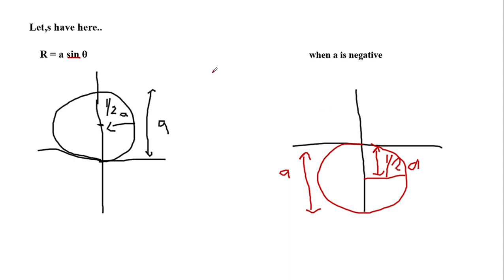So if our A in A sine theta is positive, our circle is on the x-axis and goes above the x-axis. And when A is negative, using sine theta, our circle is open on the y direction, so it's going to be below the x-axis. So now, let's have an example.